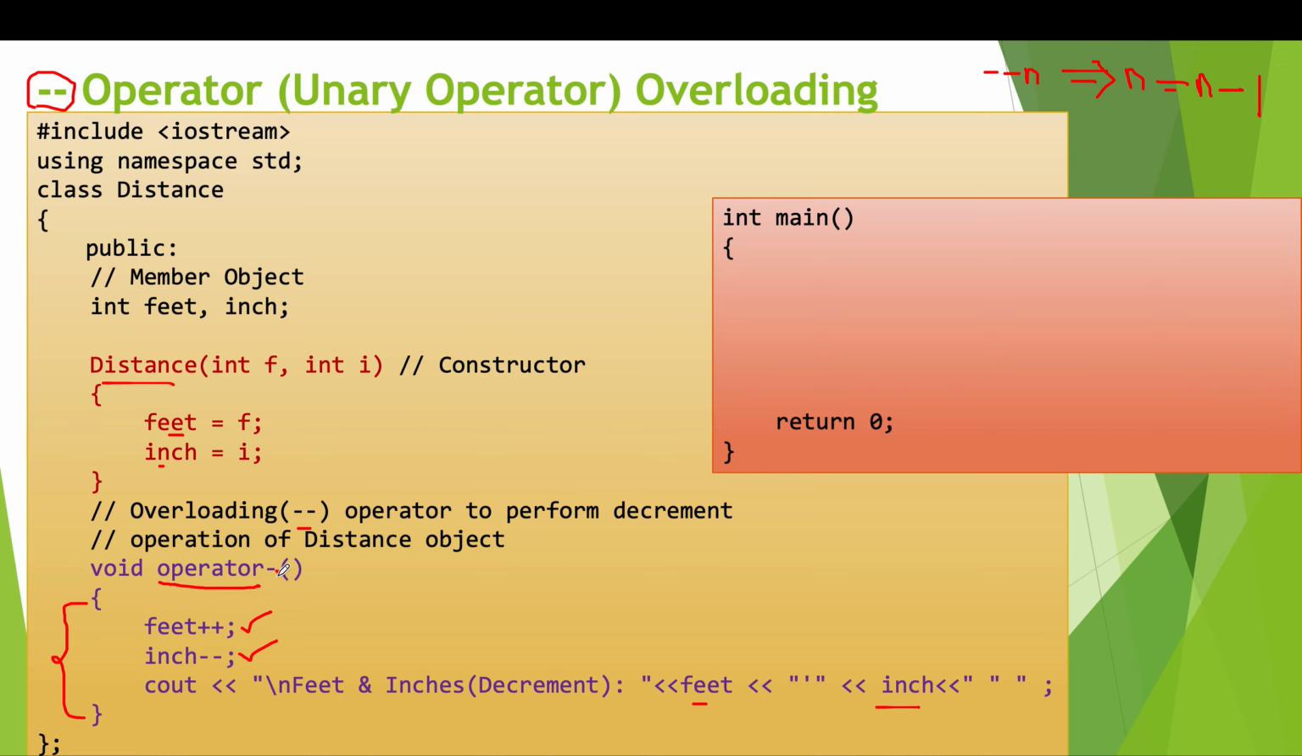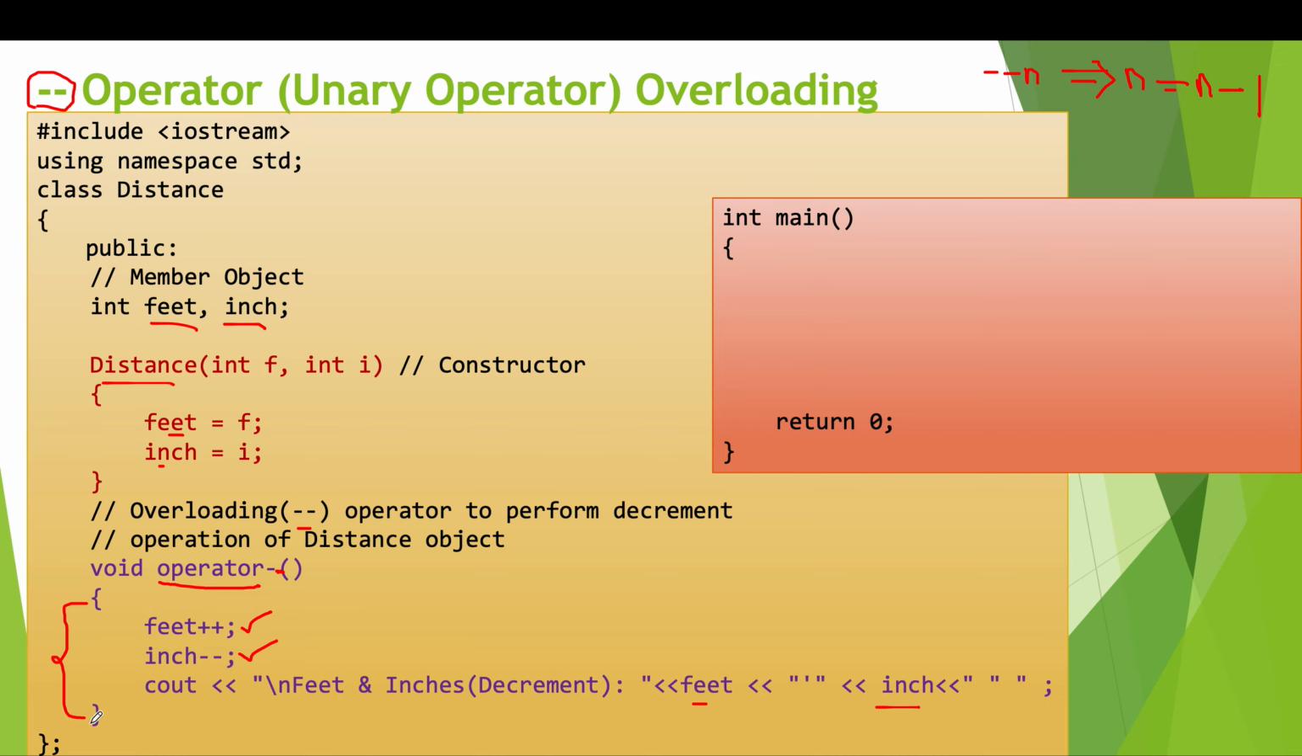So we want to overload the minus minus operator, and how we want the new behavior of that operator is that it should increment the value of feet, which is a member variable of the class, and it should decrement the value of inch, which is the member variable of this class. So now our minus minus operator is not used for changing the value of a variable by 1. Instead, it is used for performing 3 tasks: increase the value of feet by 1, decrease the value of inch by 1, after that print the new values of feet and inch.